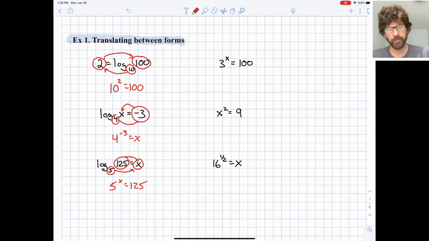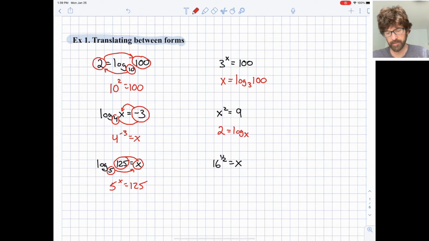So over here we have 3 to the x equals 100. I like to remember that logs isolate for the exponent. That's the whole point of logarithms, or one of the points of logarithms. Our base is 3, and we're taking the log of 100. X squared is 9. Logs isolate for the exponent.